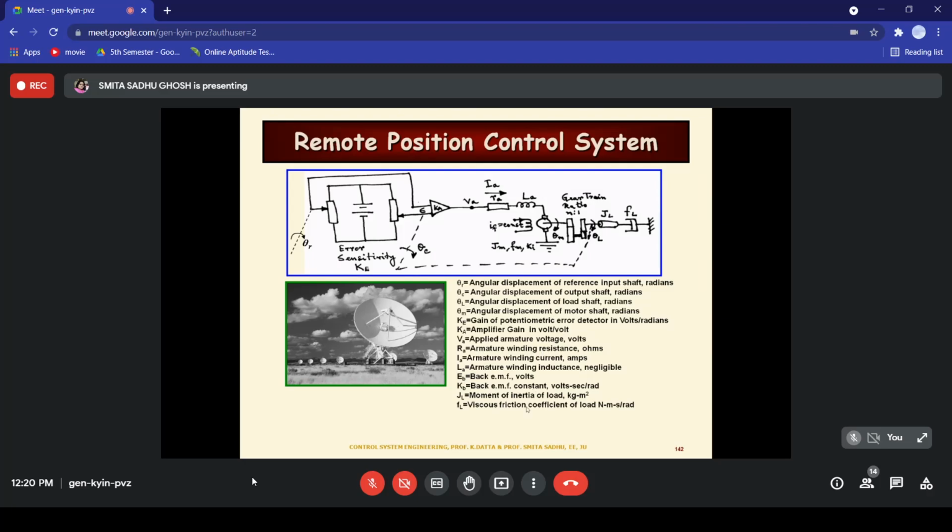And the viscous friction coefficient of the load is in Newton meter per radian per second, which is Newton meter second per radian. So that is FL shown over here in the diagram.